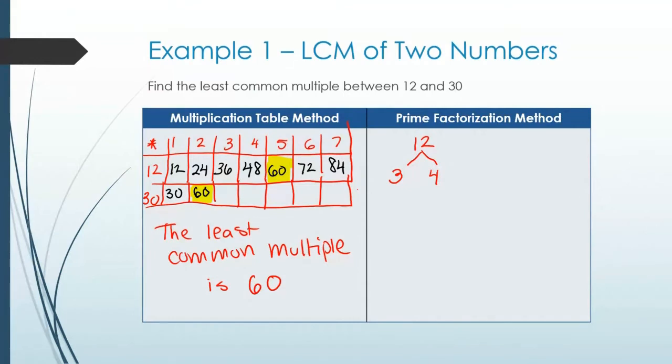3 is a prime number. There aren't things that multiply to 3 other than 1 and 3. So I'm going to circle that. But I can split 4 up. I'm going to try to split 4 up, and that's 2 times 2. And then 2 is prime because there's nothing that can multiply to 2 other than 1 or 2. And so I circle those. So the prime factorization of 12 is 2 times 2 times 3. And since I have 2 written twice, I'm going to write that as an exponent. That's 2 squared times 3.